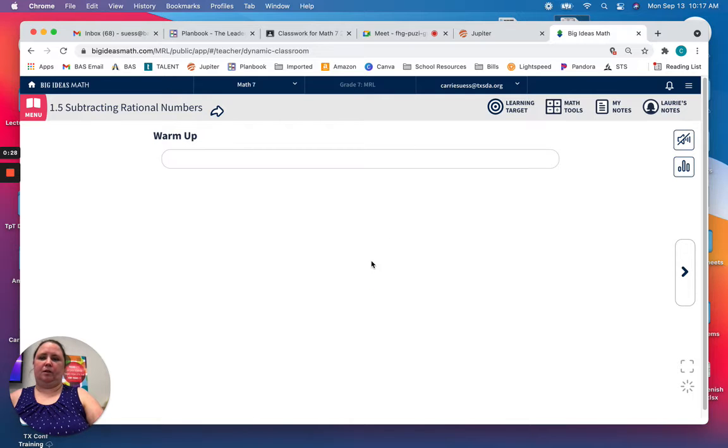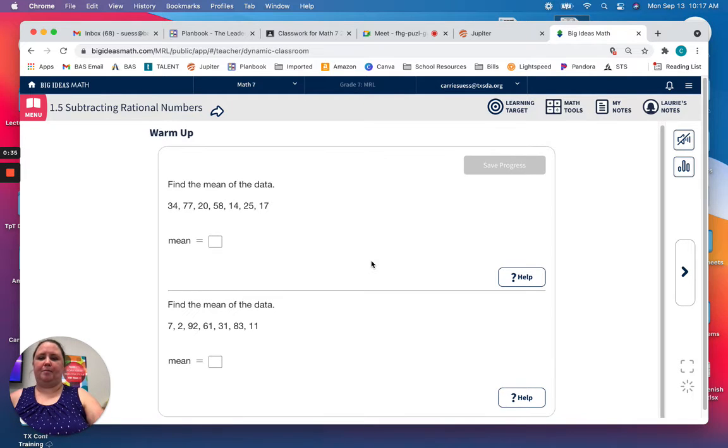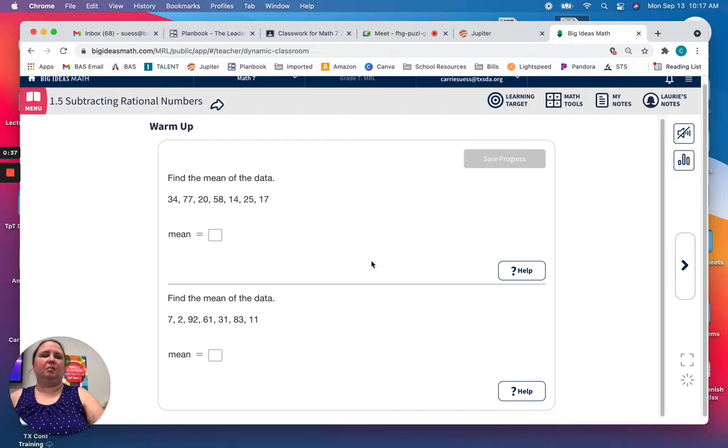Okay, so 7th grade, you have 2 warm-ups. You're finding the mean. What's the mean? What's another word for it? Average. You're finding the average. So you're going to add all those up and divide by how many there are. Add them all up and then divide by how many numbers there are. Okay? Ricky's like, oh, I got to do just a little more.